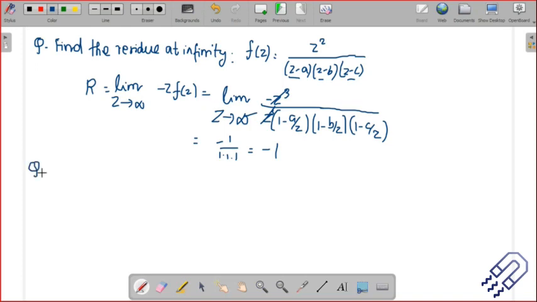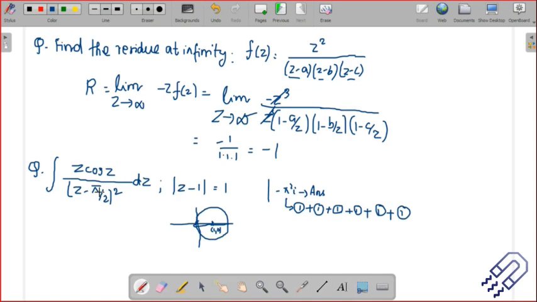The question is the integration of z cos z divided by z minus pi by 2 whole square dz, and you have to solve it, and the contour is modulus of z minus 1 is equal to 1. Sometimes, just to make things easy, this will be given in such a way that straight away you look into it and you see that the pole actually doesn't lie within it.